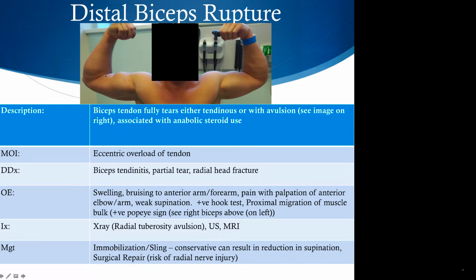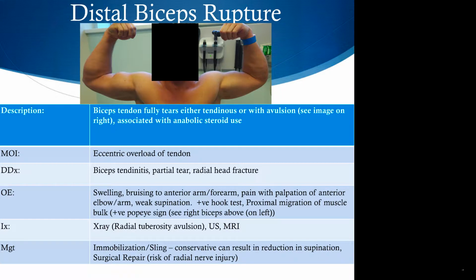The patient had a positive hook test. This is the opposite of what we were talking about before. So the difference between a biceps tendinitis and a distal biceps rupture is that you'll be able to displace that tendon completely. There's typically swelling and bruising to the anterior arm and forearm, pain with palpation of the anterior elbow, and weak supination. There's also proximal migration of the muscle, which is called a positive Popeye sign, which you can see on the right biceps on the left of the image.